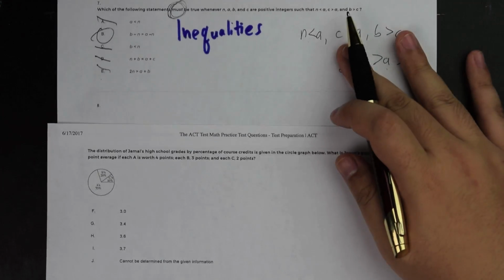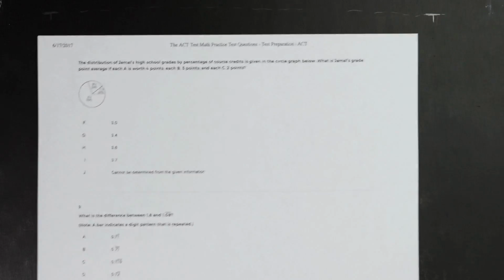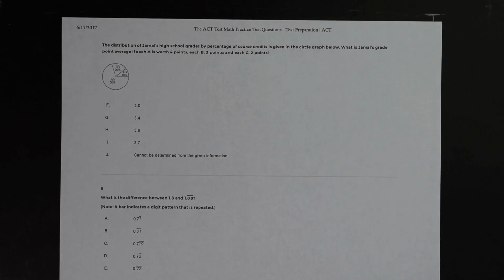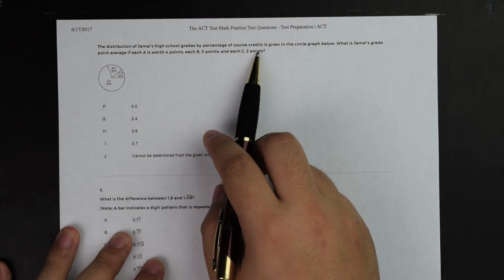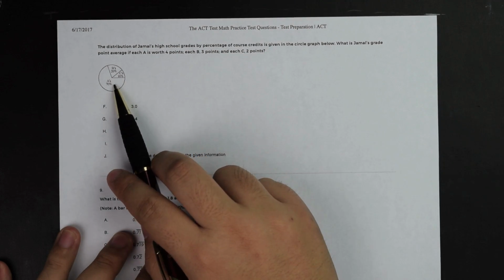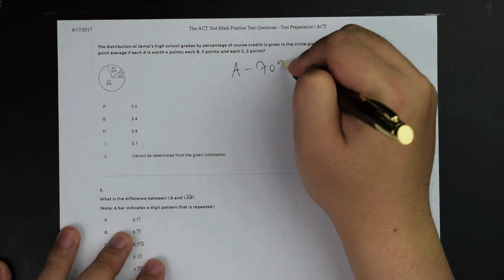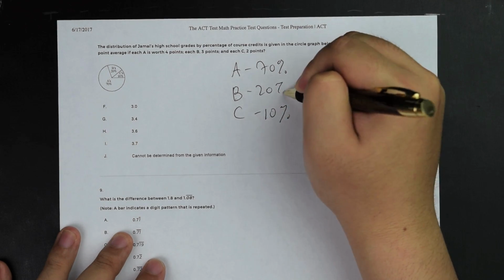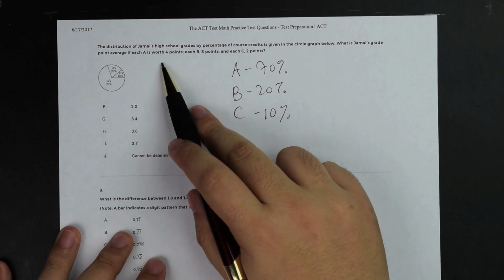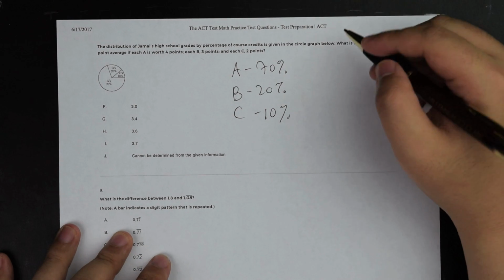And now for me to continue on to number 8. Number 8 is going to be this question right here. I'm going to remove the paper. Now I'm going to go ahead and start. Distribution of Jamal's credits given the circle graph below. Okay, so A is 70%, B is going to be 20%, C is 10%. I'm just writing it bigger so we can see it better. Jamal's grade: A is 4, B is 3, C is 2. Okay.